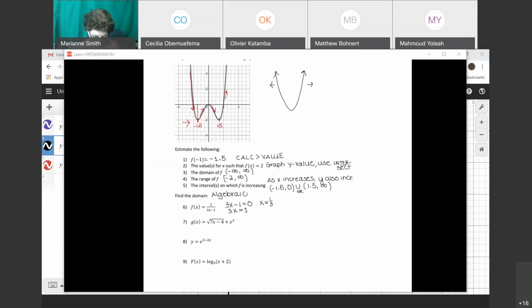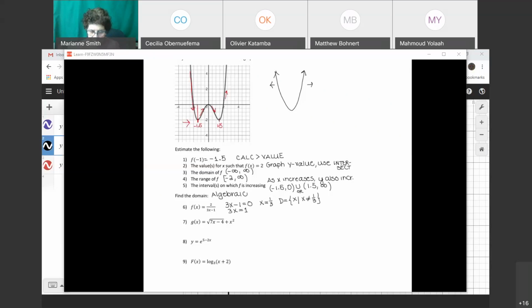If I plug in 1/3 to my denominator, I get 3 times 1/3 is 1. 1 minus 1 is 0. Uh-oh. I'm dividing by 0, so this will give me an undefined output. So I can write my domain in 2 different ways. I can use what's called set builder notation: all values of x, as long as x is not equal to 1/3. That's one way. And then you can use interval notation, which seems to be what Moore prefers.